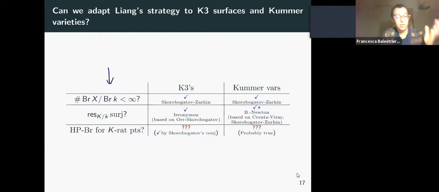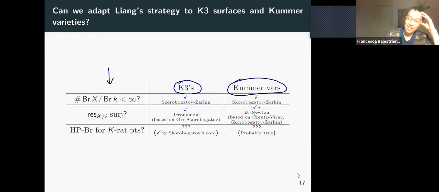Okay. So the first thing is, do we have that this quotient of the Brauer group is finite? And for K3 surfaces, we know this is true. This was a result by Skorobogatov and Zarhin. And for Kummer varieties in general, this is also true. Again, this is a result by Skorobogatov and Zarhin. They prove a lot of wonderful results on these subjects, so you will see their names a lot. So that's fine.